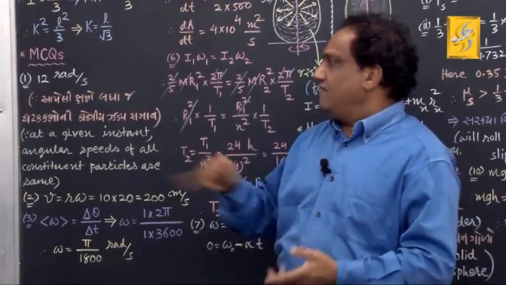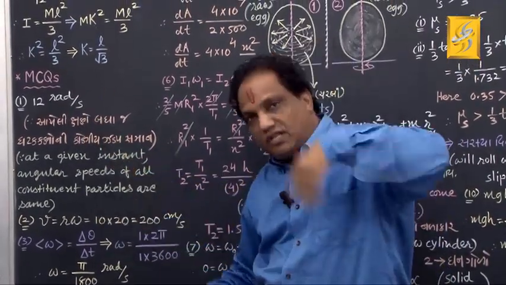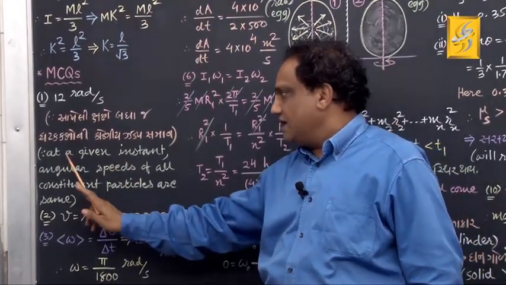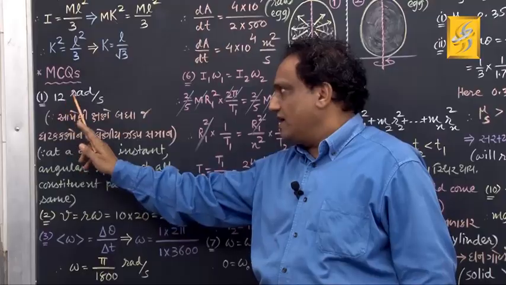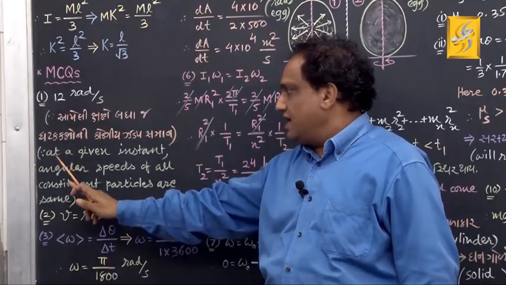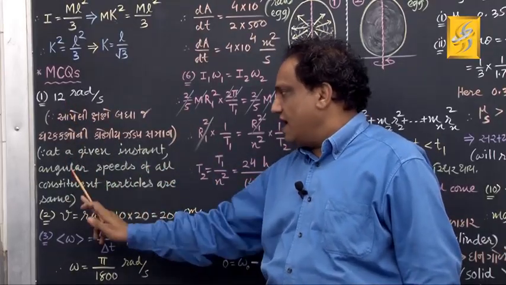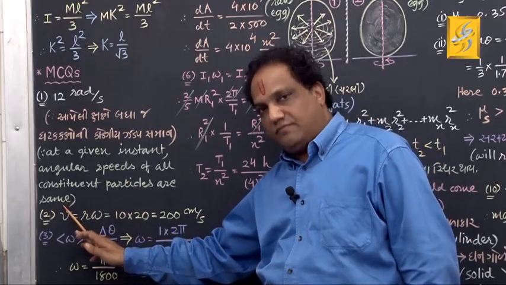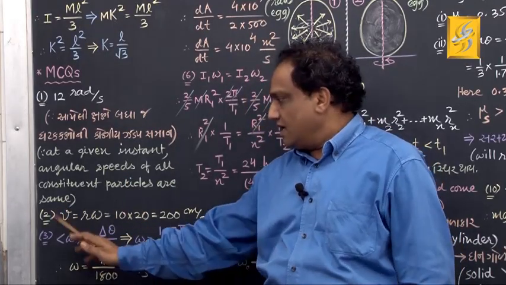For one particle, if it is 12 radian per second, for another particle also it will remain the same, 12 radian per second. So I have written here answer 12 radian per second. The reason is this: at a given instant of time, angular speeds of all the constituent particles are same. Correct? Fine. Now read number 2.